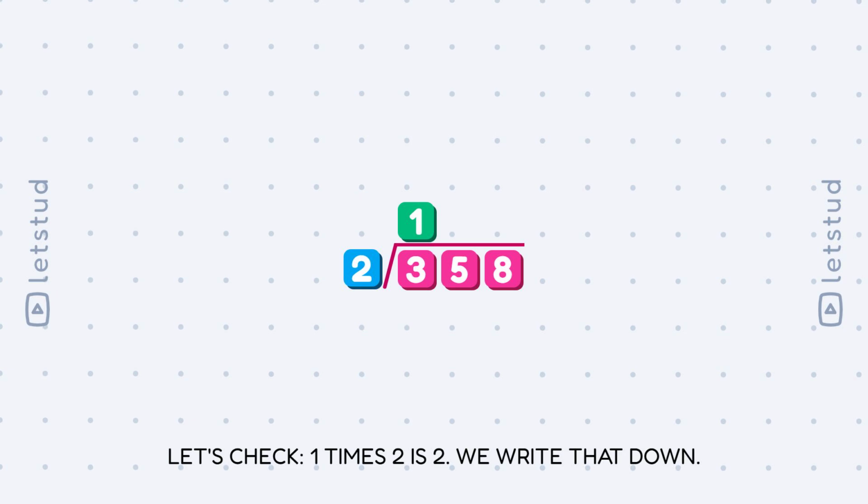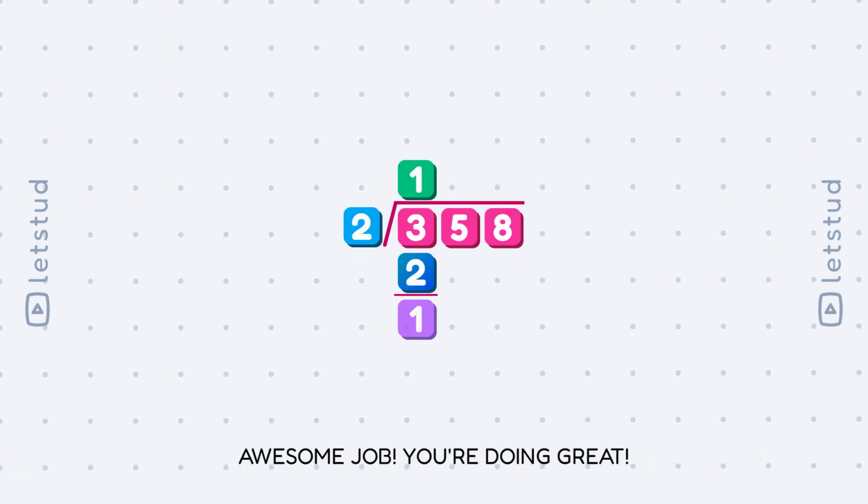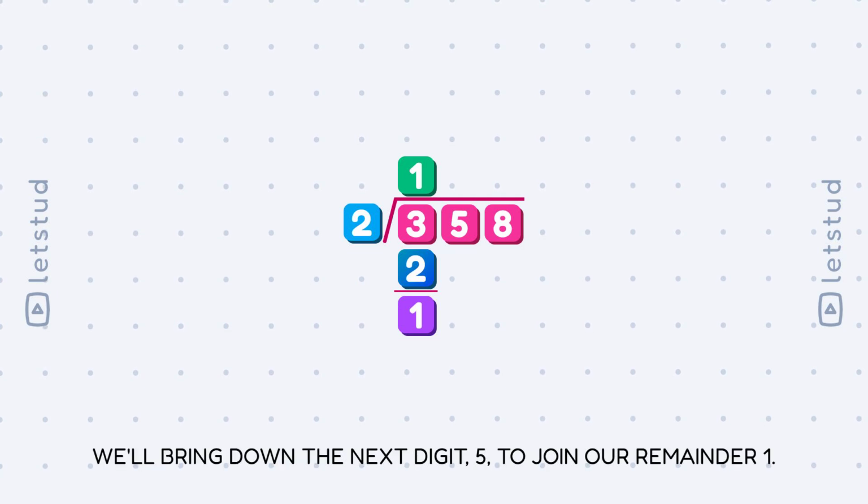We write that down. Now we subtract. 3 minus 2 equals 1. That's our remainder for this step. Awesome job, you're doing great. We'll bring down the next digit, 5, to join our remainder 1.